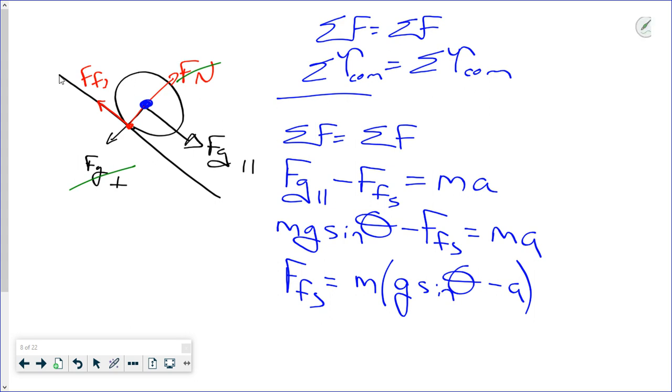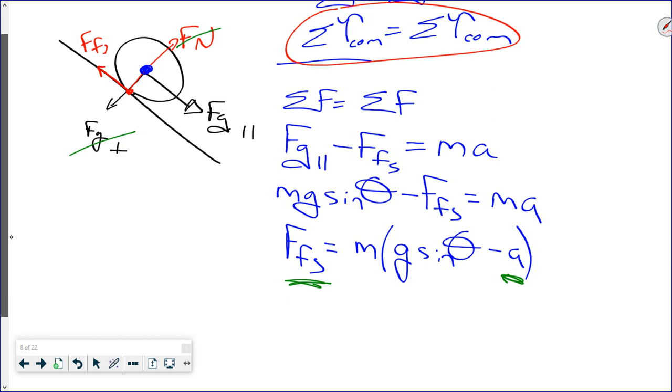Now notice we've got two unknowns. We don't know friction, and we don't know our acceleration. m, g, and theta would all be given to you, right? So now the next step is to look at our net torque equation. So let's scroll down a bit.